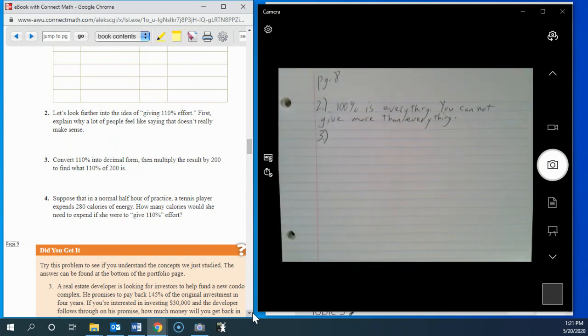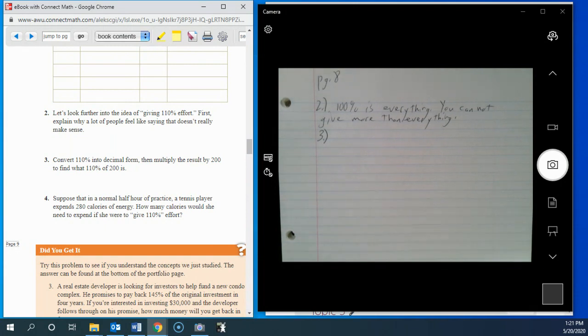Okay, number 3. It says convert 110% into decimal form. Then multiply the result by 200 to find what 110% of 200 is. Now, quick question. I have to ask this because I'm not sure if I went over this with your class. Did I go over decimals with you all and how to register for it? I believe you did. Oh, okay. Okay. All right.